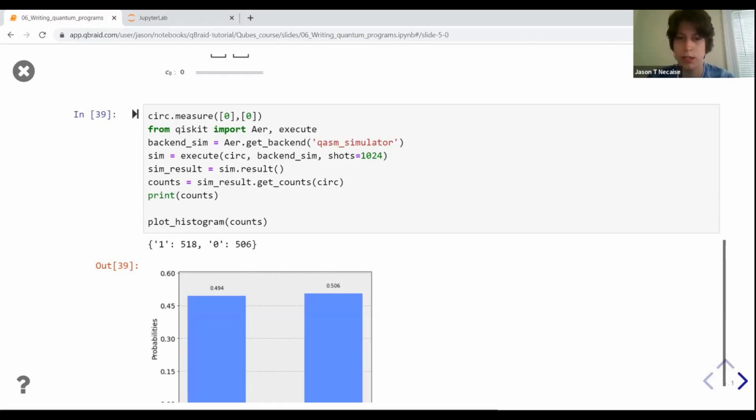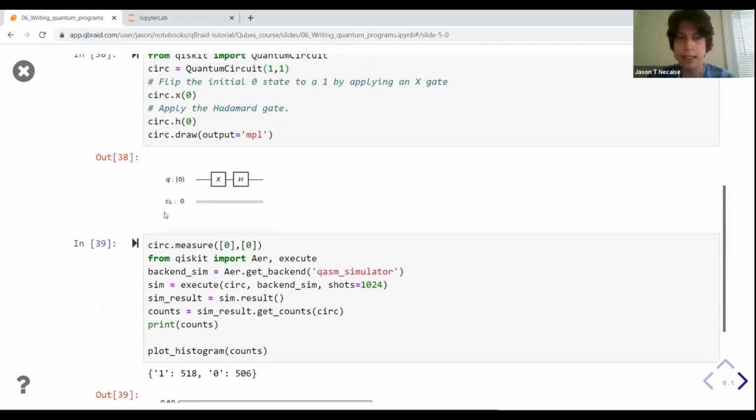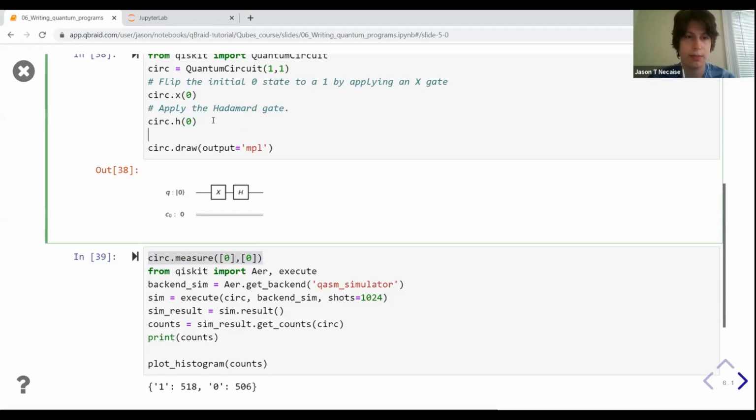So Q in the diagram is the qubit. And the C sub 0 means this is the 0th classical bit that I include on my circuit. And if I make sure that my measurement is before I actually draw it, then you'll see that we're doing the same thing.